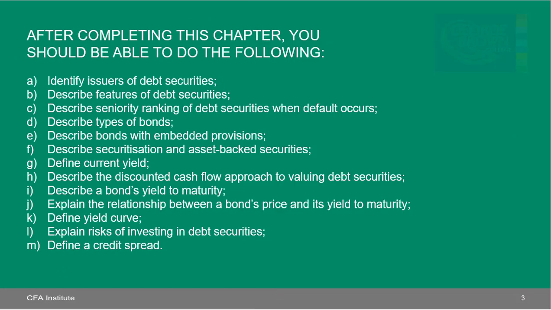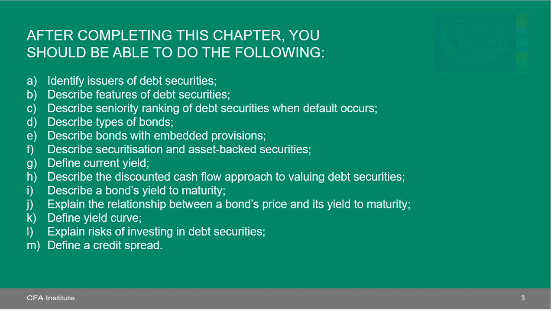The learning outcome statements for this chapter are: Learning outcome statement A, identify issuers of debt securities. B, describe features of debt securities. C, describe seniority ranking of debt securities when default occurs. D, describe types of bonds. E, describe bonds with embedded provisions. F, describe securitization and asset-backed securities. G, define current yield. H, describe the discounted cash flow approach to valuing debt securities.